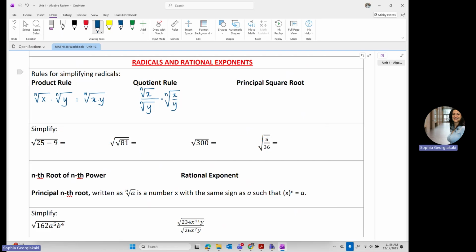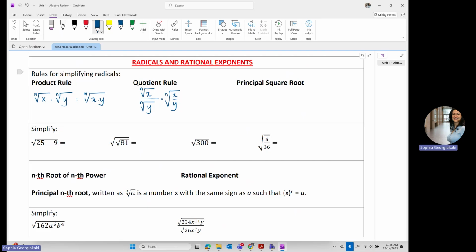And of course, the book starts with just square roots. The square root of x times the square root of y will be the square root of x times y. And the quotient rule also is just with square roots, but it can be generalized with any root.